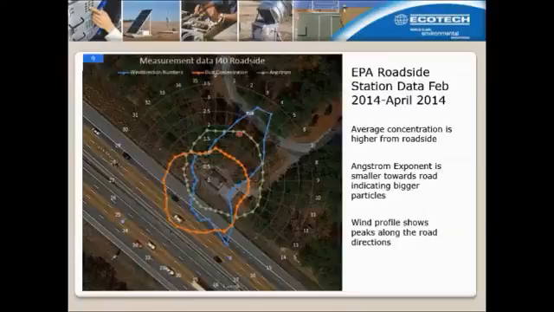And what you can also see is that the Angstrom exponent in green here is smaller from the road than from the other side. So in other words, the particles coming from the road are bigger, have the higher concentration, and are bigger than the particles coming from the other side of the site. So this is information you wouldn't have been able to obtain by just measuring the concentration.